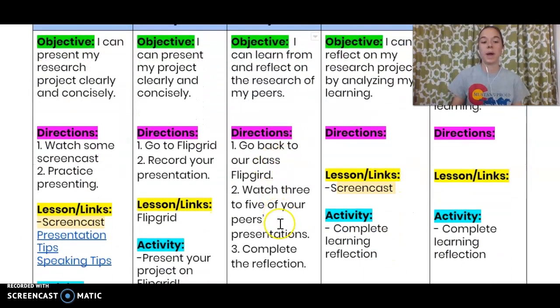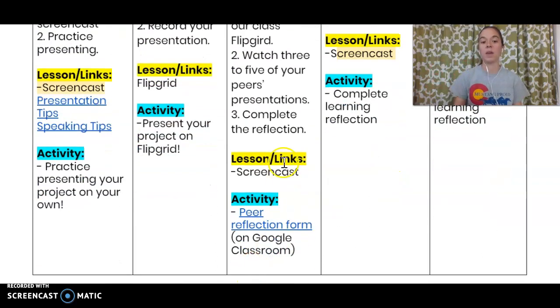So number one, you're going back to your class Flipgrid. You're going to pick 3 to 5 different videos to look at and watch. Obviously, you can do more if you would like, depending on what time you have today, but at least 3, up to 5 that you want to look at. And then you're going to complete the reflection, all right? So hopefully you're watching the screencast. Obviously, if you see my face, you are doing it correctly.